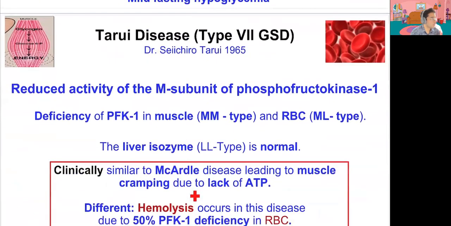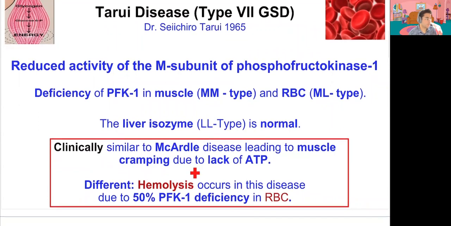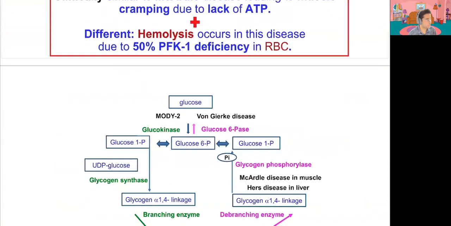So Tarui. Okay, this one is a little weird. Tarui is reduced activity of phosphofructokinase 1, so PFK1, and it's the muscle M subunit. So it's more specific to the muscle and the RBCs. So the liver is fine. Once again, it's a little combination presentation here that you would keep in mind. So hemolysis often occurs. So 50% of PFK1, it happens with RBCs.